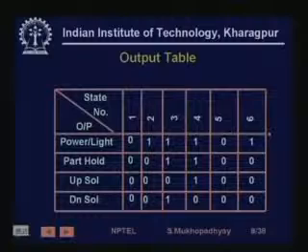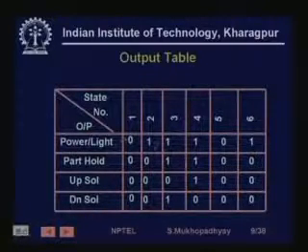So there are 6 states and there are 4 outputs. It says that the power light switch stays on in states 2, 3, 4 and 6, while the part hold stays on only during 3 and 4, up solenoid is 1 during 4 and down solenoid is 1 during 3.